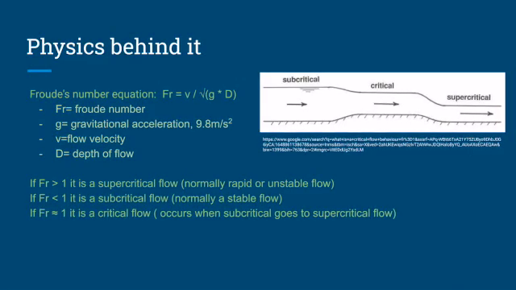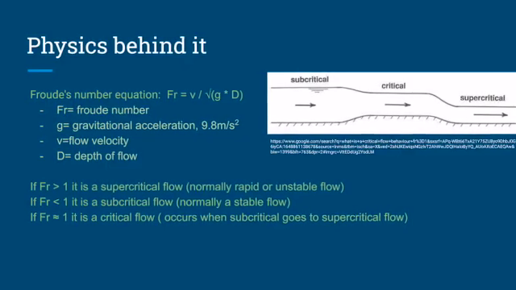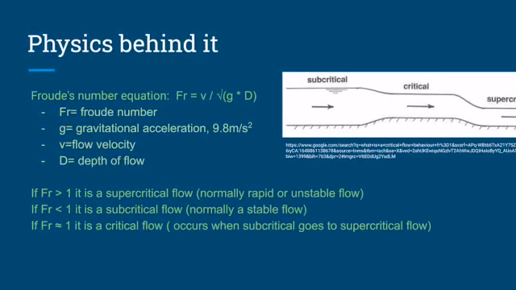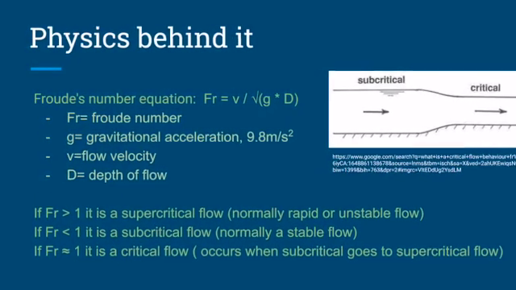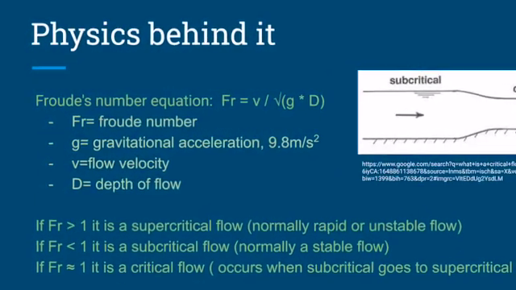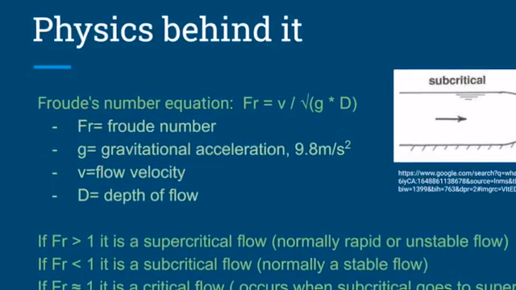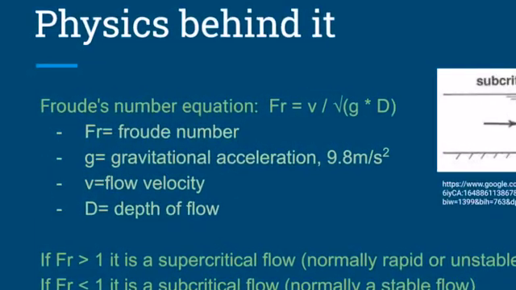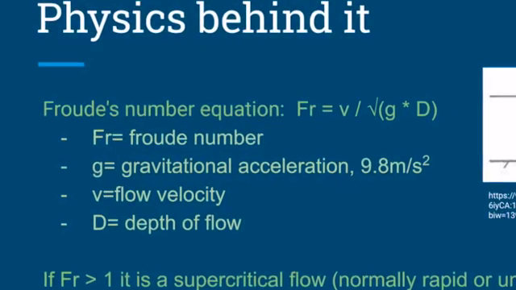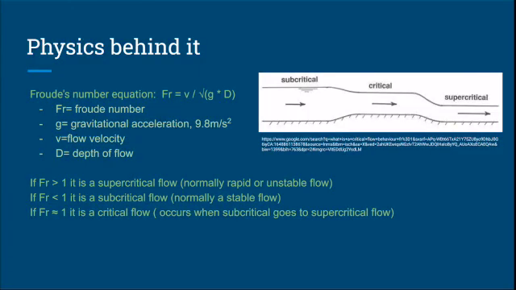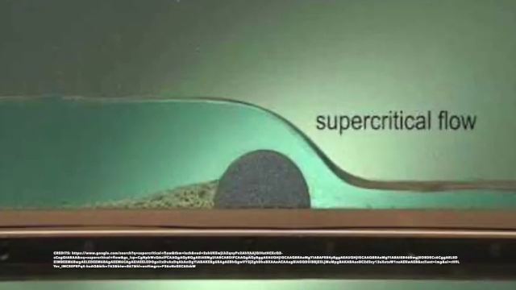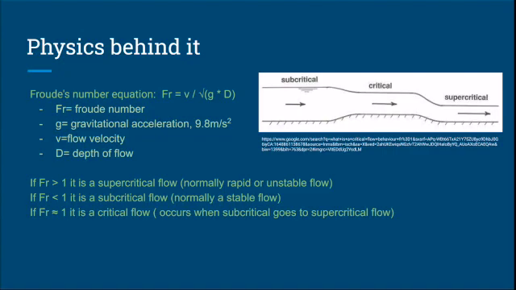Although calculating the hydraulic jump is not this simple, and it requires a lot of numbers, which is more complicated, to put it simply, there's a number called the Froude number that plays a big role in determining the magnitude of the hydraulic jump. The equation of the Froude number is Froude number equals velocity over square root of gravity times depth of flow. And if the number is greater than 1, it's a supercritical flow, which is normally rapid and unstable. And if the number is less than 1, it's the subcritical flow, which is stable.